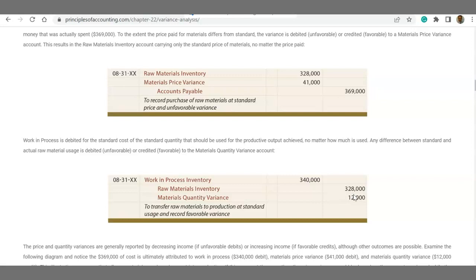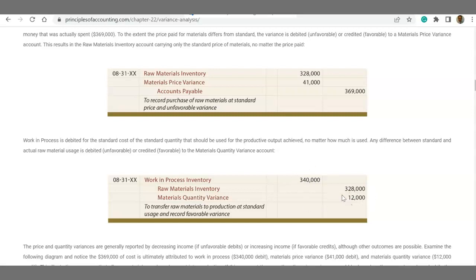You like that. And you might say, how do you know the credit side is a good thing? Just like revenue. What's the normal balance for revenue? What's the normal balance for gain? Credit. So here the material quantity variance is on the credit side. That's good news. That's a favorable situation.